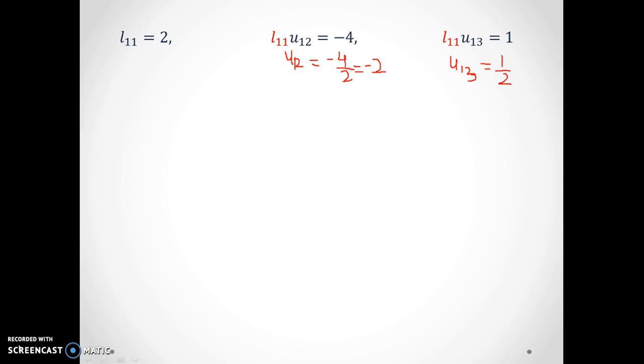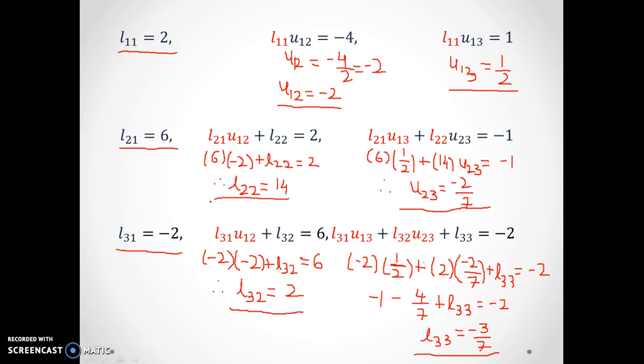In a similar way, we can calculate all the remaining values. I want you to pause the video, and then check these calculations that I have performed, and see if the values that I have calculated are correct. So once you do that, since we have all the values of L11, L21, L31, etc., and U12, U13, U23, we have all the values of L and U. So we now proceed to the next step.